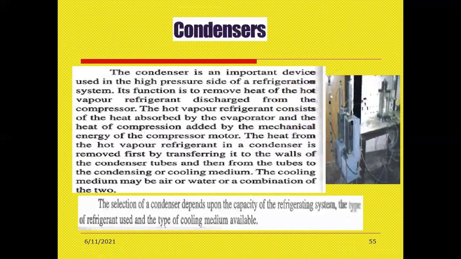Next, the second topic of this third unit is condensers. So, condenser. The condenser is also an important device for the refrigeration system, and not only for refrigeration; these are used for other applications too. The condenser is an important device which is used on the high pressure side of the refrigeration system.